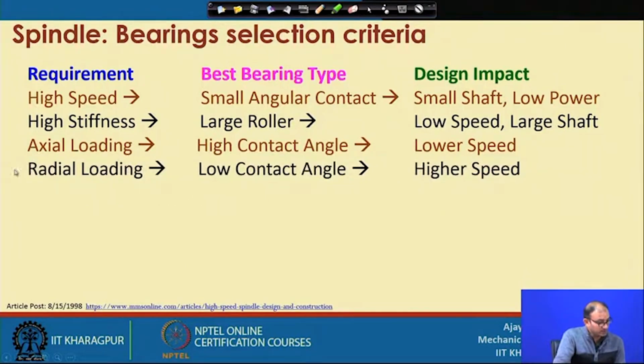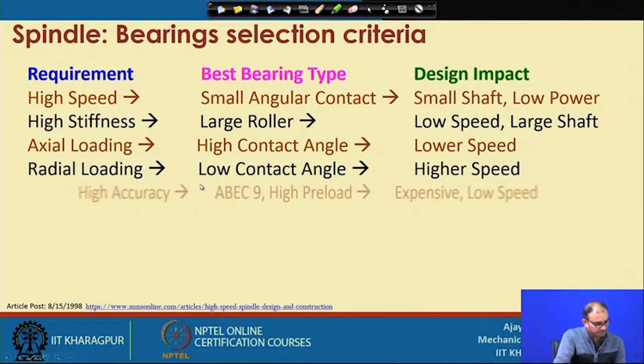Now, obviously if it is a radial loading, then lower contact angles are required, and at that time you can go with the higher speed. So, this contact angle will decide which one is higher, whether it is axial loading or radial loading. If you put something in between these two, that is a moderate contact angle, then you can get the advantages of both things, that is, axial loading and radial loading.